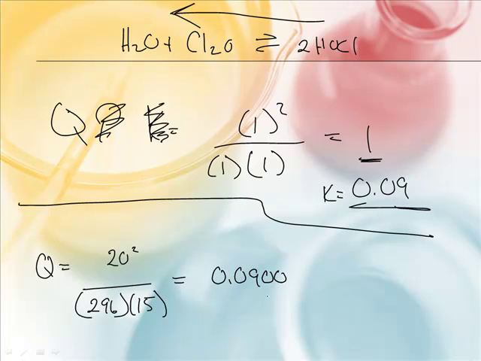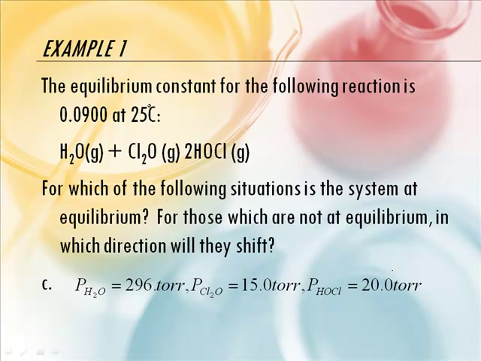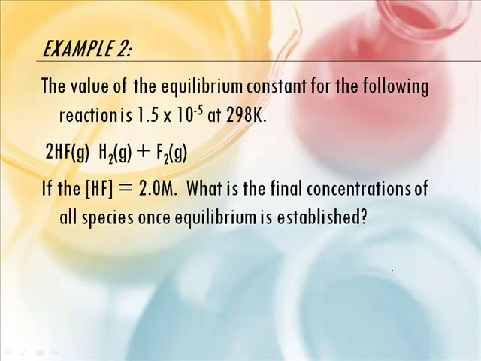Now, what's going on with that is, of course, it's at equilibrium. Since Q is equal to K, it's at equilibrium. Okay, alrighty, very good.